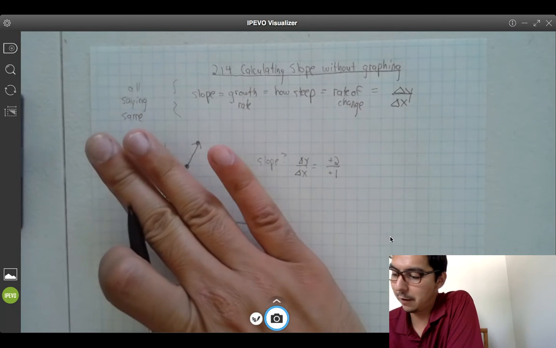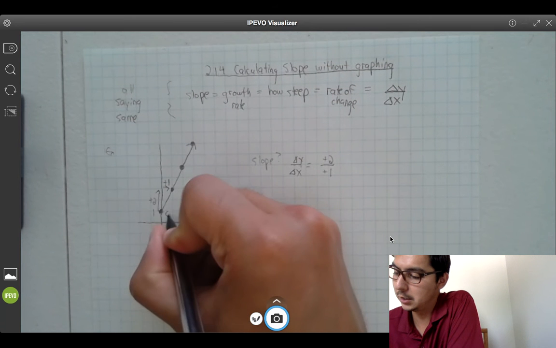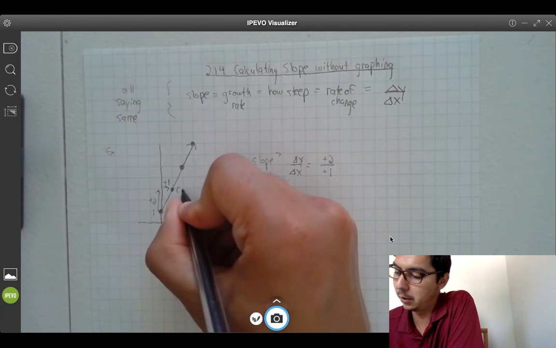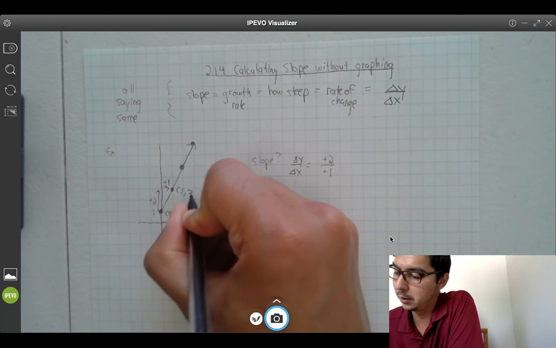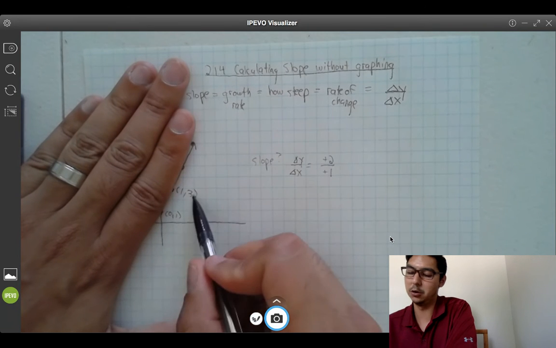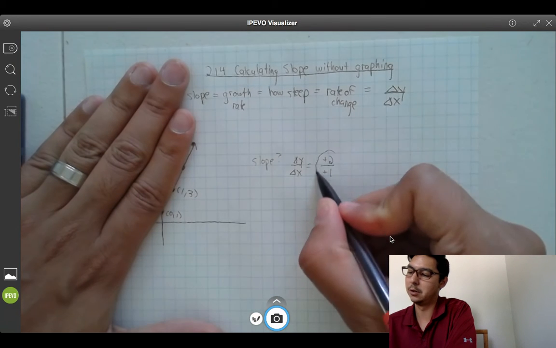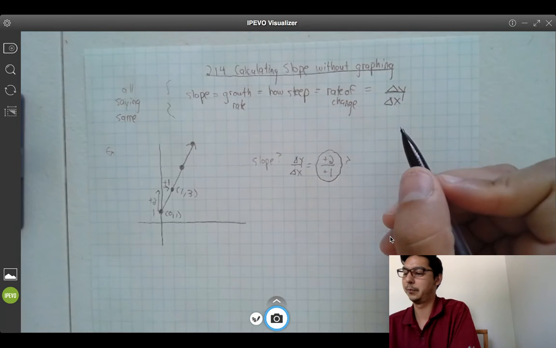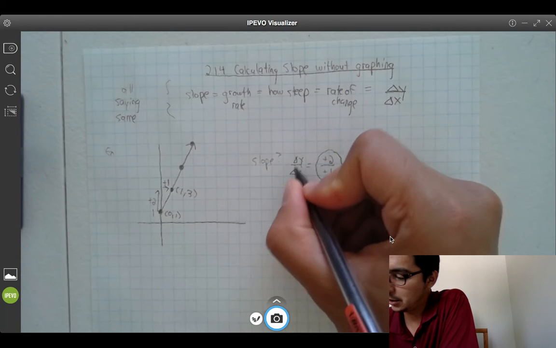But what if this graph wasn't here? Like, this is the point 0, 1, and this is the point 1, right 1 up 3. So that's point 1, 3. What if the graph wasn't there? What if it just gave you those 2 points? How would you still get 2 over 1? Right? And the way you do that is still using that definition, change in y over change in x.